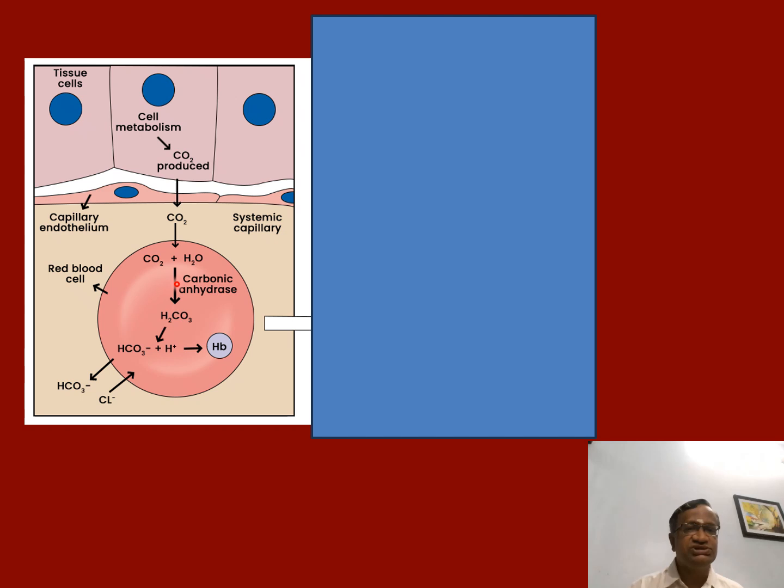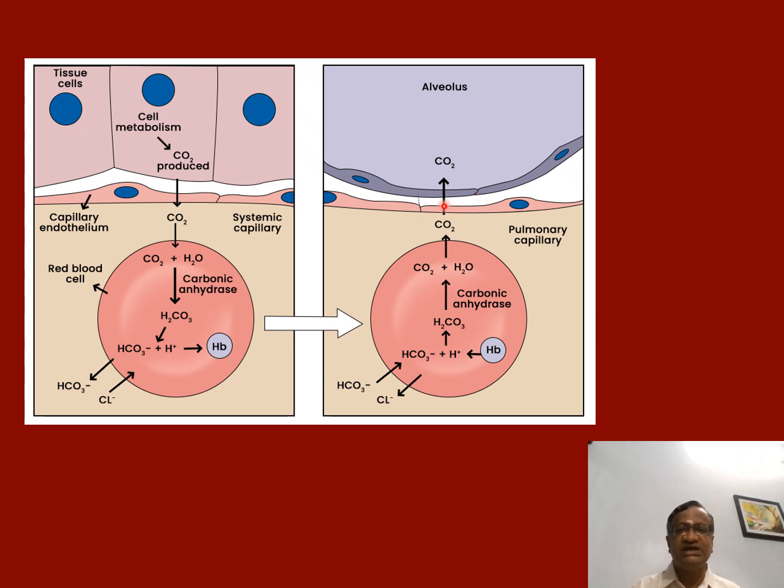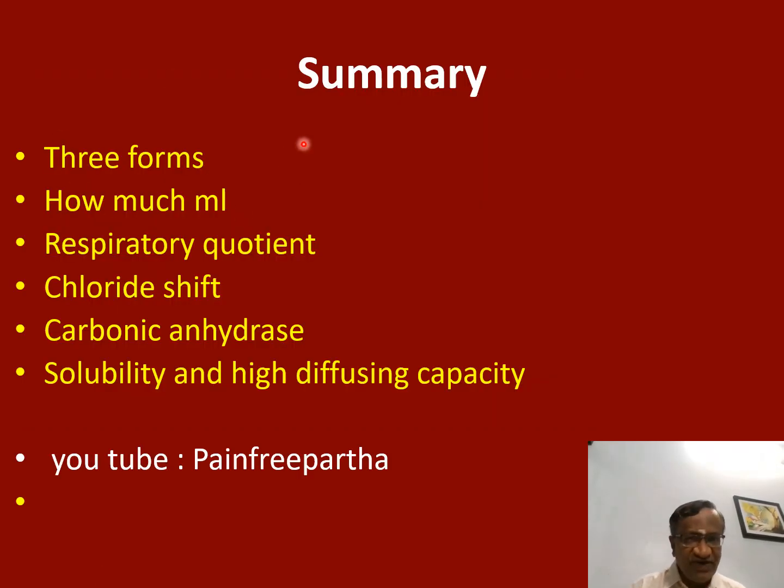Again, CO2 is produced, carbonic anhydrase, HHb, HCO3 goes out, chloride comes in. In the lungs, carbon dioxide is going out and oxygen is coming in. So there are three forms. One is dissolved in plasma, 7%. Bicarbonate, 70%. Carbamino compounds, which are bound to the globin portion of the hemoglobin, around 20 to 23%. 200 ml of CO2 is produced and 250 ml of oxygen is consumed. So the respiratory quotient is 0.8.